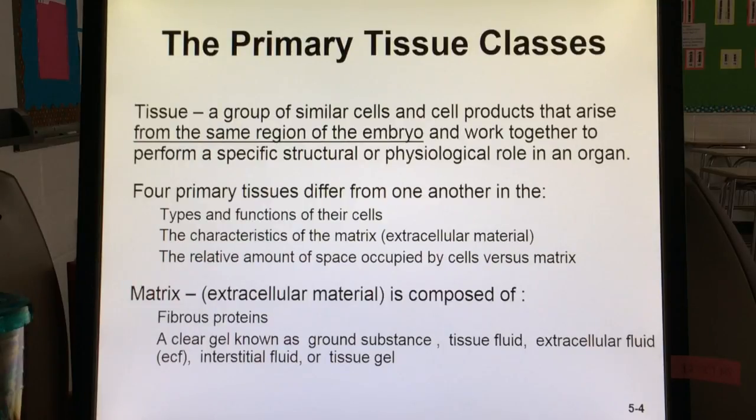Matrix is the extracellular material. So besides cells, what's around the cells? And we're going to see proteins, and we're also going to see kind of a clear gel. It is called extracellular fluid, or sometimes it's called tissue fluid, but I'll usually use ECF. And on your slides, it may just look clear, or like a white background, but it is fluid.